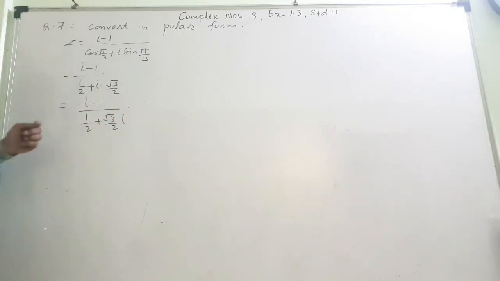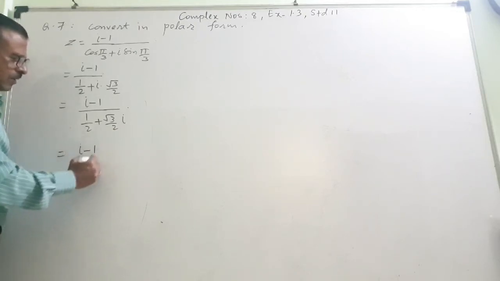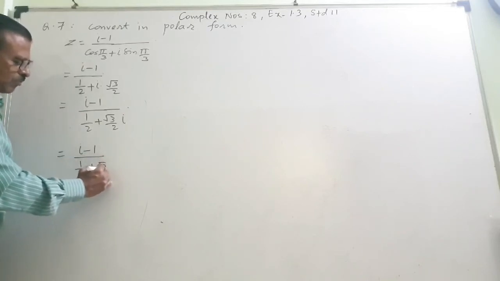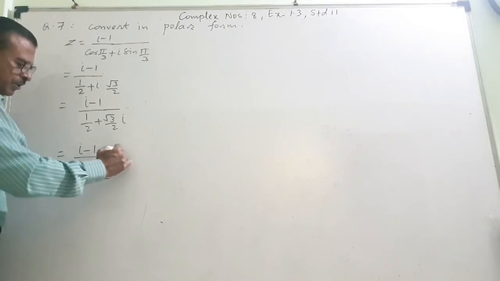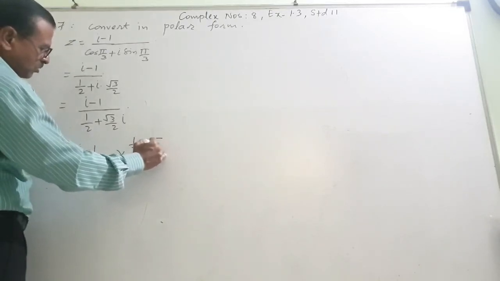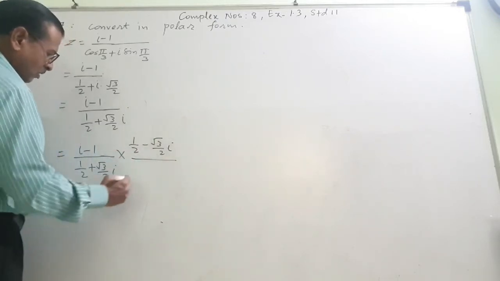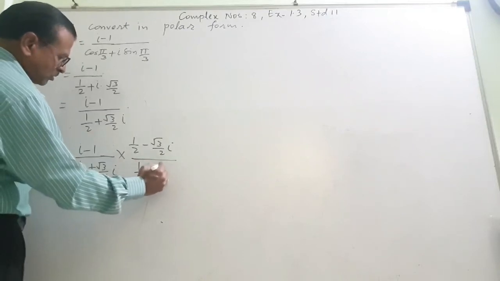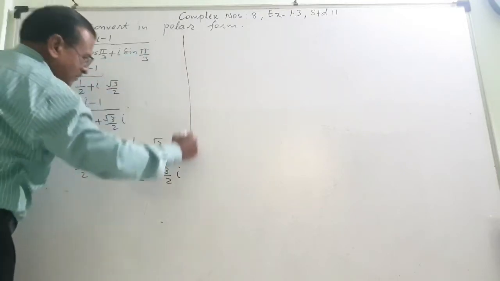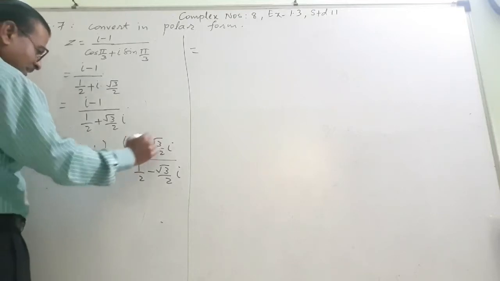Now I have to multiply by the conjugate. So that is equal to (i minus 1) upon (half plus root 3 upon 2 i) into, change this sign, (1 upon 2 minus root 3 upon 2 i) upon (half minus root 3 upon 2 i). This is the multiplication. So that is equal to, now I will put the bracket.